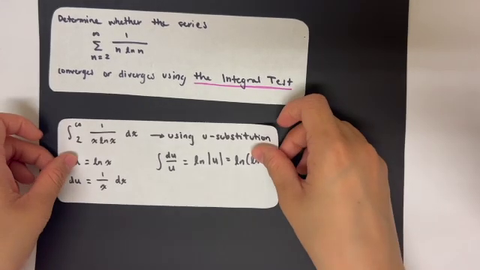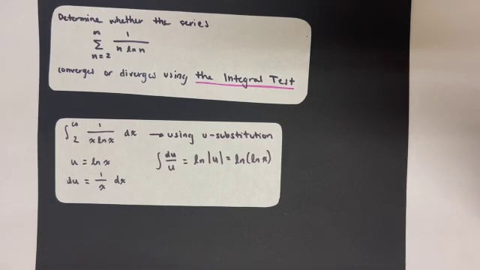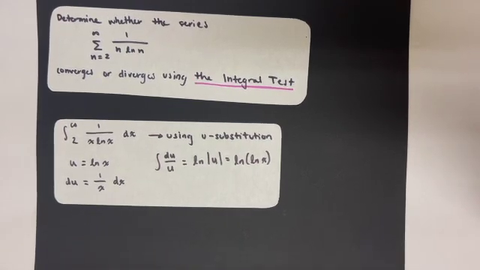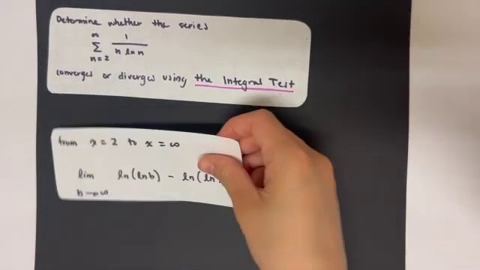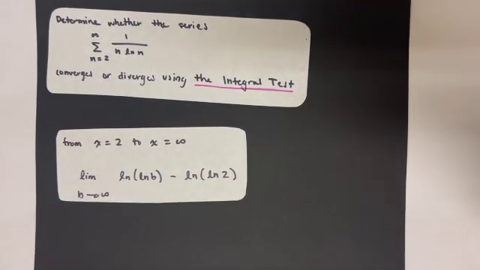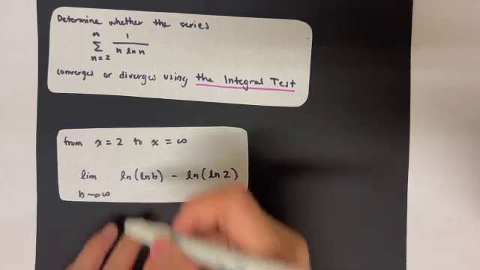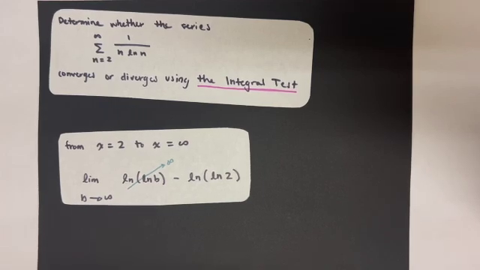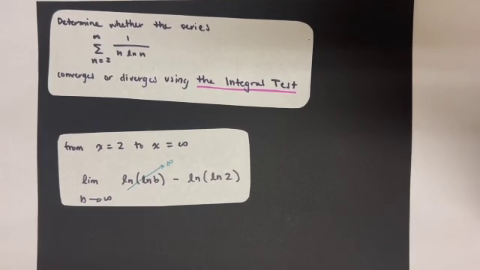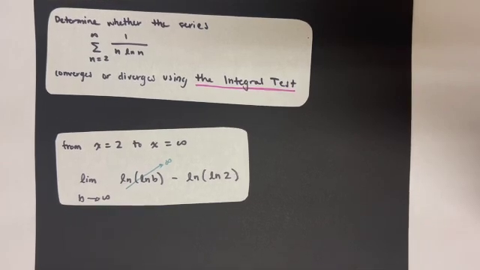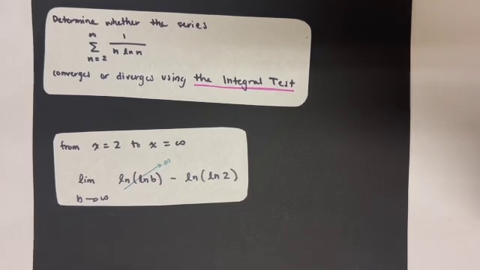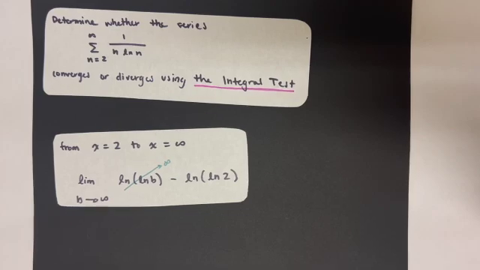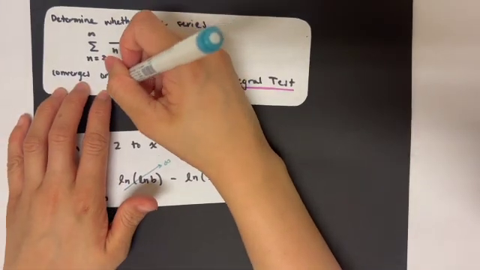Using u substitution, our final integral is the natural log of the natural log of x from x equals 2 to x equals infinity. Here, the natural log of the natural log of b as b approaches infinity is equal to infinity minus the natural log of the natural log of 2. Here, because the limit does not approach a finite number and instead approaches infinity, the integral also approaches infinity and diverges. Based off of the integral test, because the integral diverges, this means the series also diverges.